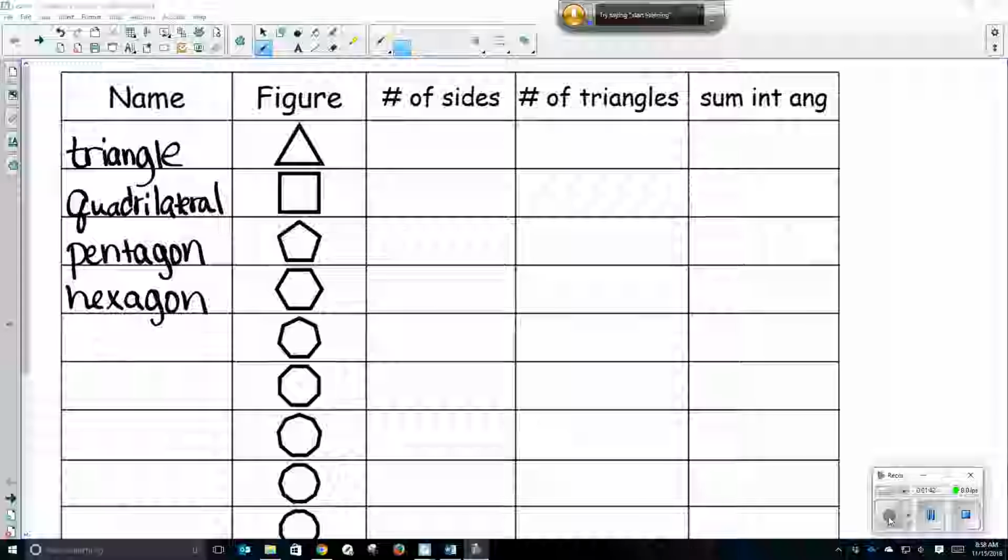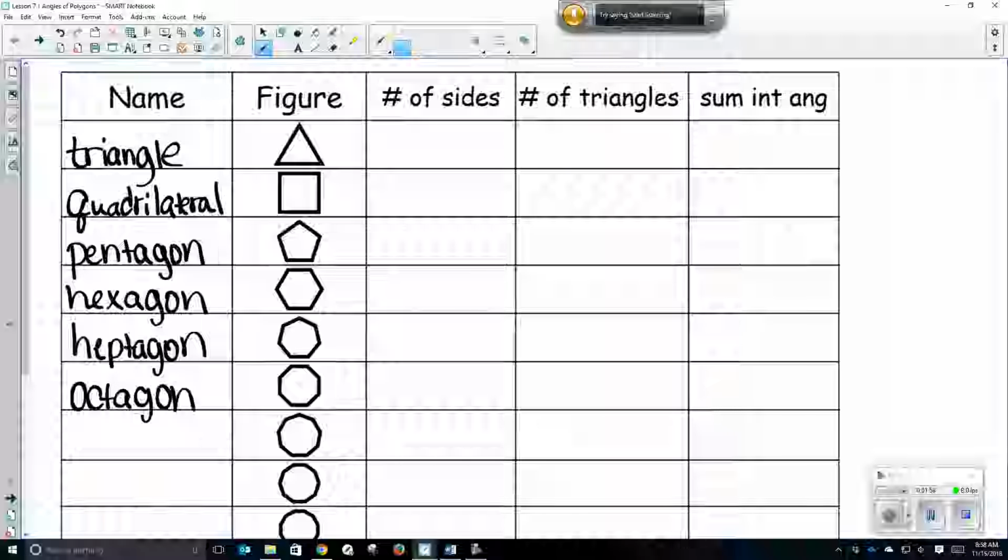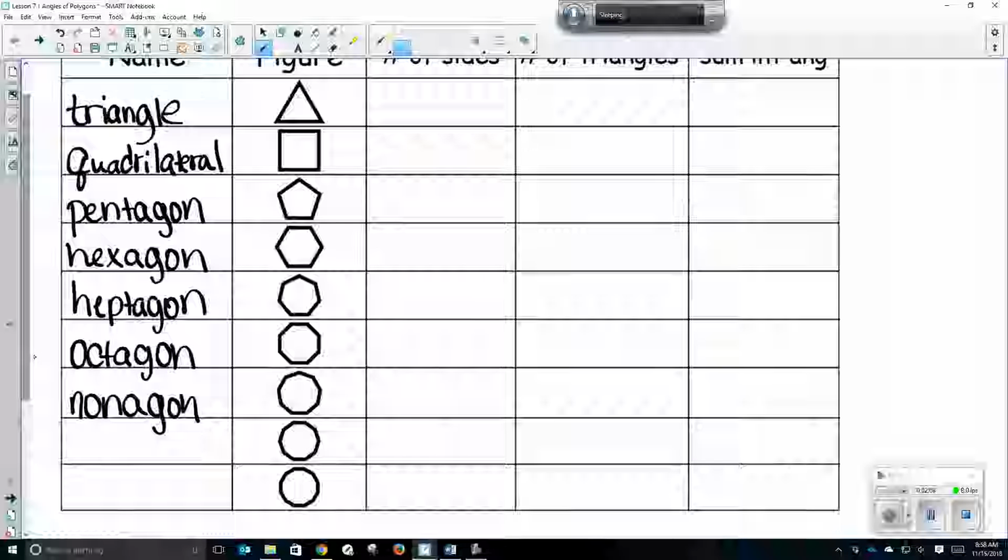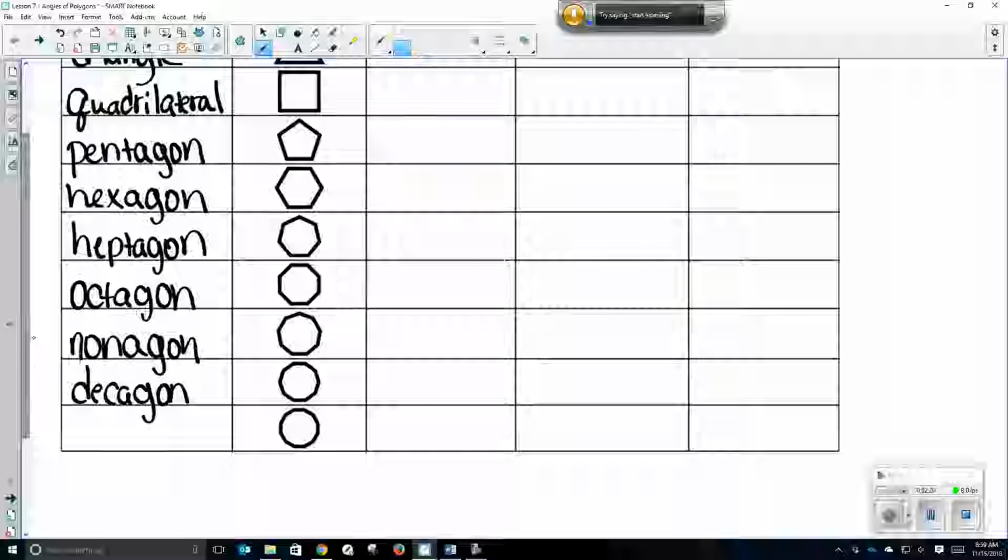What about, where are we? Wait. Yeah, I didn't write it down. Heptagon. And then eight-sided, octagon. Nine, monogon. Ten. And then we skip to 12. We don't have one for 11. I'm sure there's a name for one, but we don't use that. And here we just go to 12. It's a dodecagon.